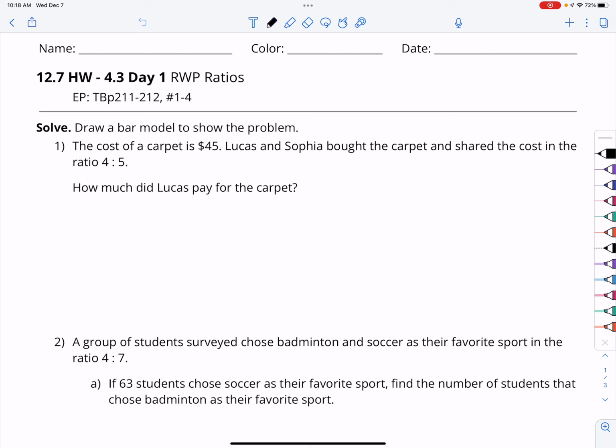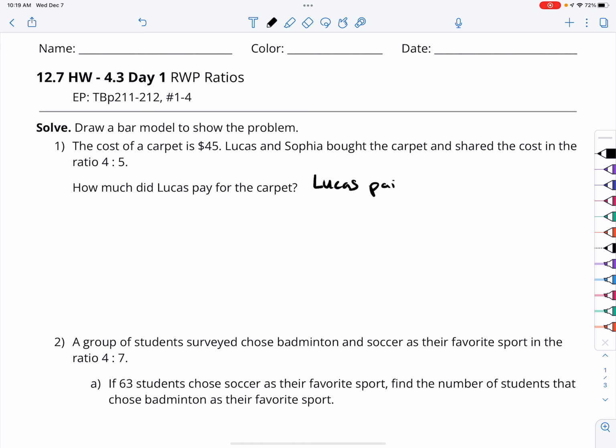All right, so getting started, the cost of a carpet is $45. Lucas and Sophia bought the carpet and shared the cost in the ratio of 4 to 5. How much did Lucas pay for the carpet? Now, just calculating the ratio is insufficient. Just calculating anything is insufficient. I need to make sure I put it into a sentence. So I'm going to start with that.